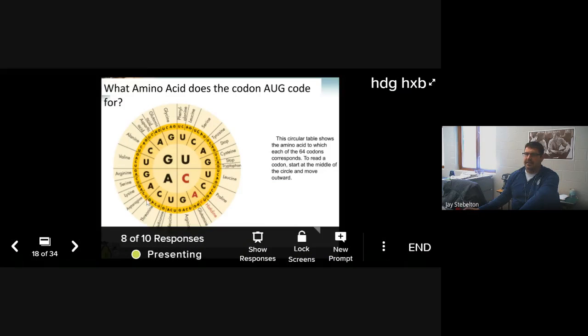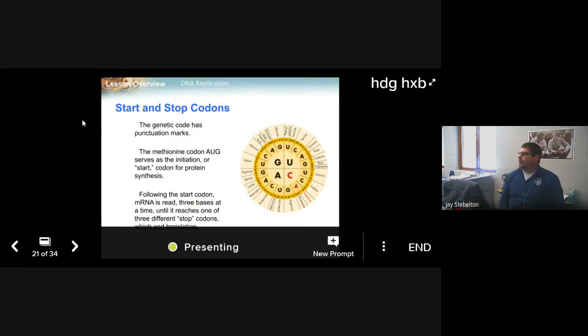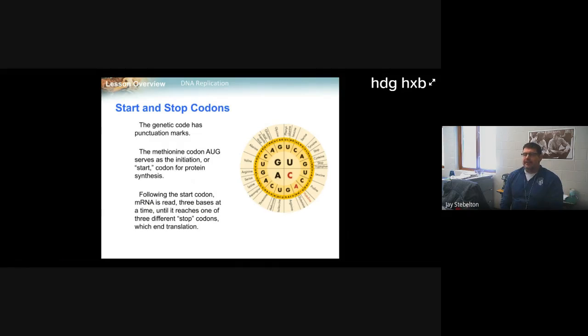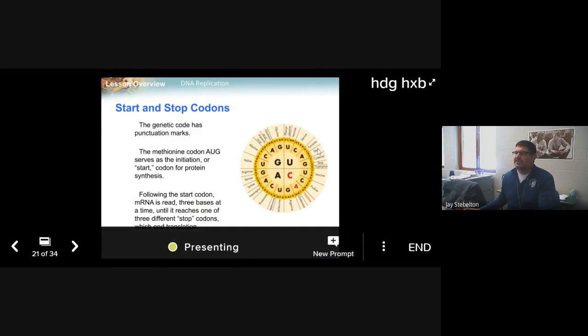All right, it is methionine. Methionine is an important one because that is actually the start codon. Whenever you have an AUG, that methionine serves as the start for the protein. There's also stop codons, and those actually say stop on the wheel. There's 3 different ones that serve as a stop codon. But anyways, the methionine, the AUG, that starts the protein synthesis. That starts putting the amino acids together at that point.